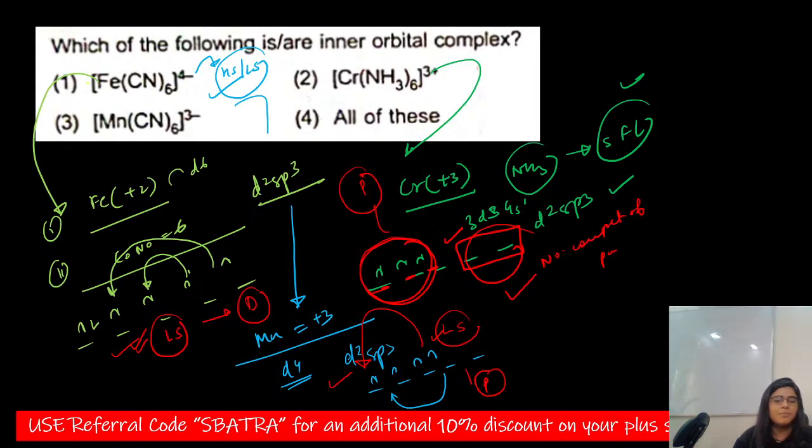There is no concept of high spin or low spin, because that only comes when you have two possible spin values. Here there is only one possible spin value, that is 3 by 2. You have three unpaired electrons, each having half spin value, so the spin value is 3 by 2. If the spin value is 3 by 2, there is no other possible case. So in this particular case, we cannot define high spin or low spin.